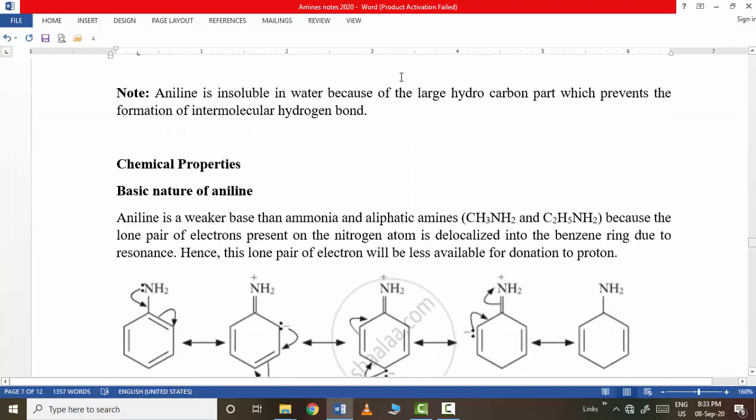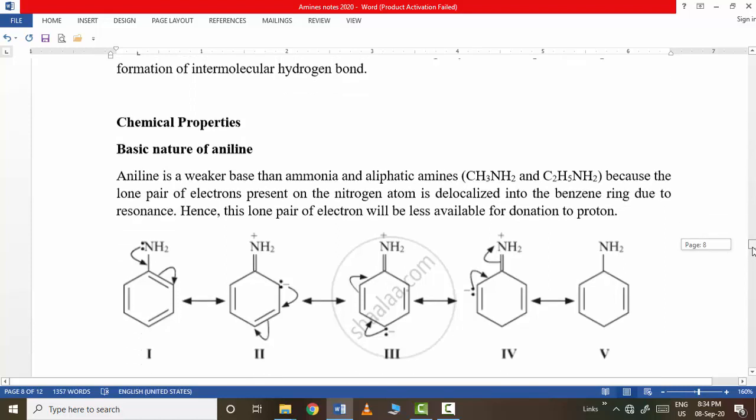Now aniline is insoluble or sparingly soluble in water because of the large hydrocarbon part, that is the ring-like structure, C6H5, that you have seen, which prevents the formation of intermolecular hydrogen bonds. So if the alkyl group becomes very bulky, that bulky group will prevent the formation of intermolecular hydrogen bonding, thereby preventing aniline from getting dissolved in water.